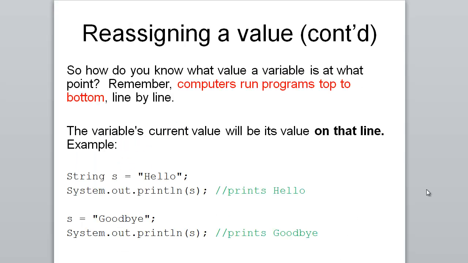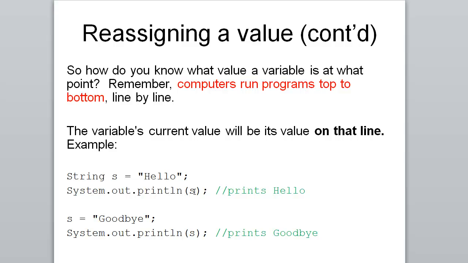Here's another example that shows reassigning values, in this case a string, with printing it to the screen. Now remember that a computer runs the program from the top to the bottom, so we can actually look at this one line of code at a time and see what would happen. String s equals hello. Well, we create a new variable called s. It can hold strings. We put hello in there. And then we say, I want you to print the value of s.